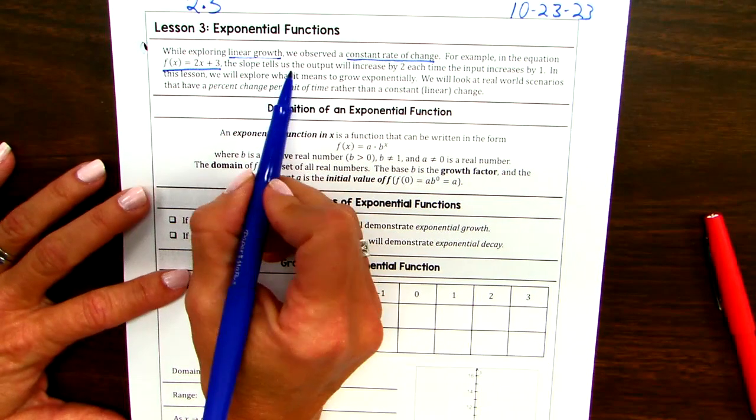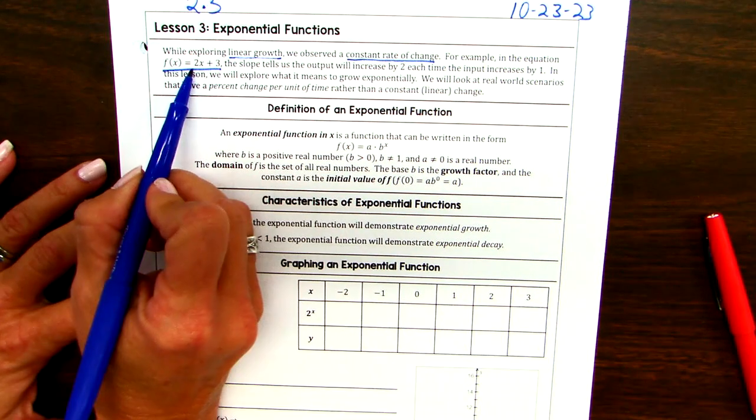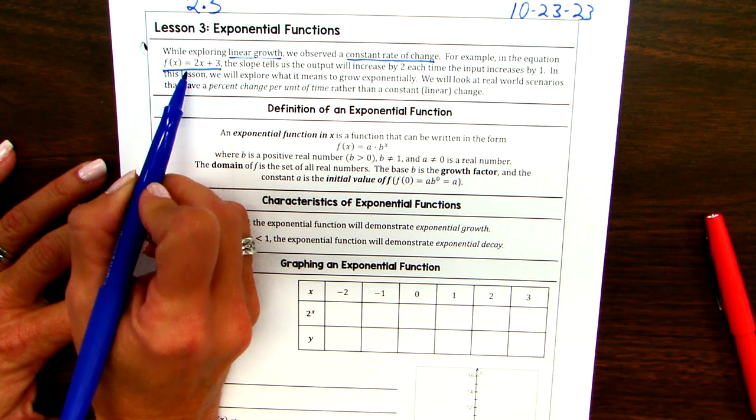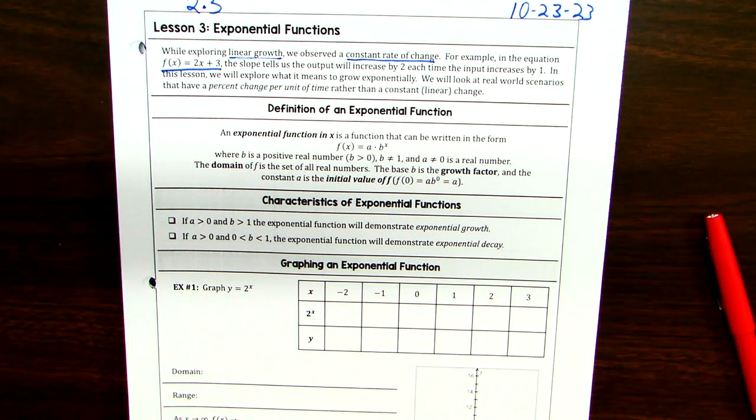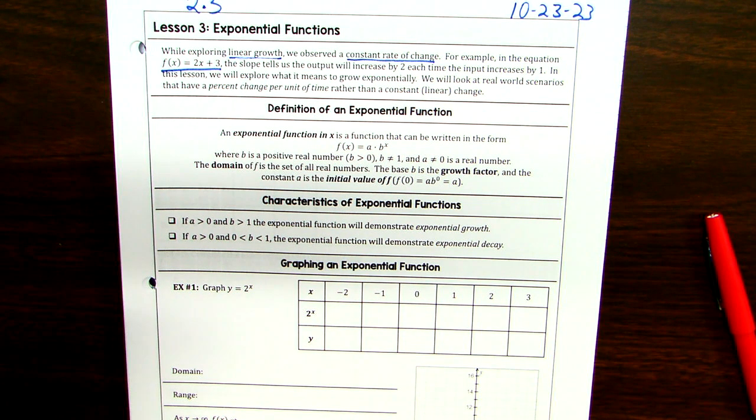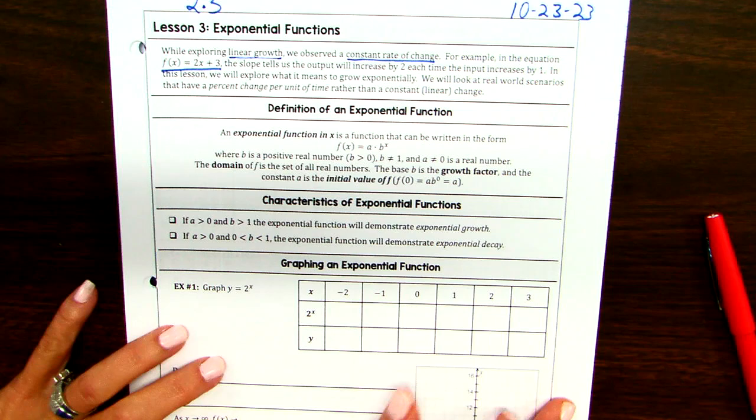Okay, the slope tells us the output will increase by 2 each time the input increases by 1. So as we go up in our graph, the slope is 2 over 1 the whole way through. So it's constant. What happens with exponential functions is similar to geometric functions. We multiply by a ratio. Remember, it could be a fraction, it's getting smaller, or a whole number, it's getting bigger.